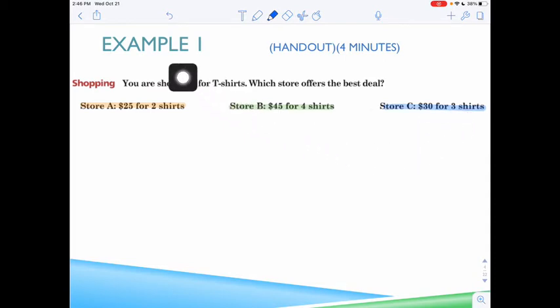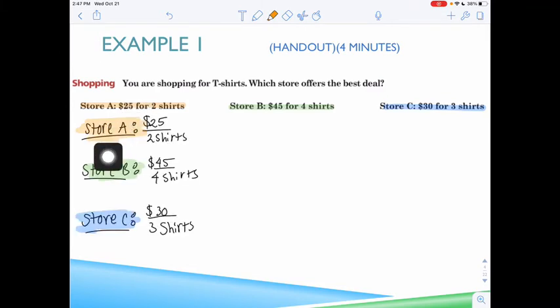We're going to use unit rates to figure out how much 1 shirt would cost at each of these stores. At store A, it costs $25 for 2 shirts. So if we divide 25 by 2, we can figure out how much 1 shirt would cost at store A. Store B is $45 for 4 shirts. So if we divide 45 by 4, we can figure out the price of 1 shirt at store B. Store C is $30 for 3 shirts, so if we divide 30 by 3, we can figure out the price of 1 shirt at store C.